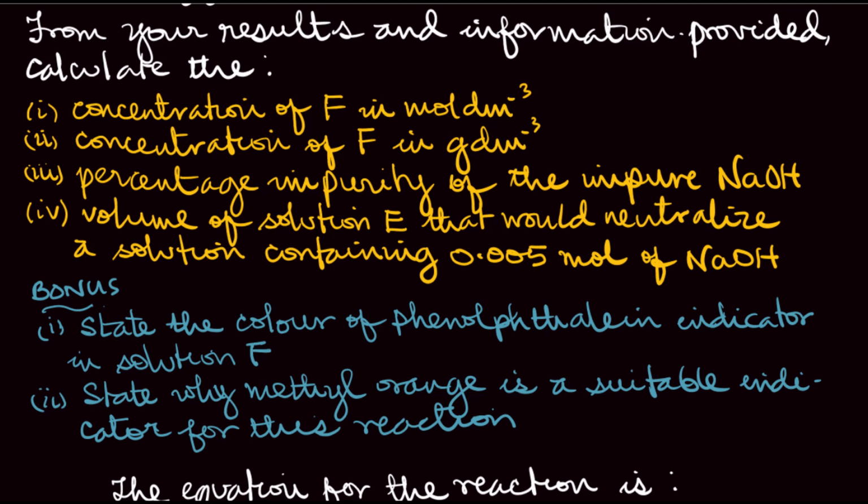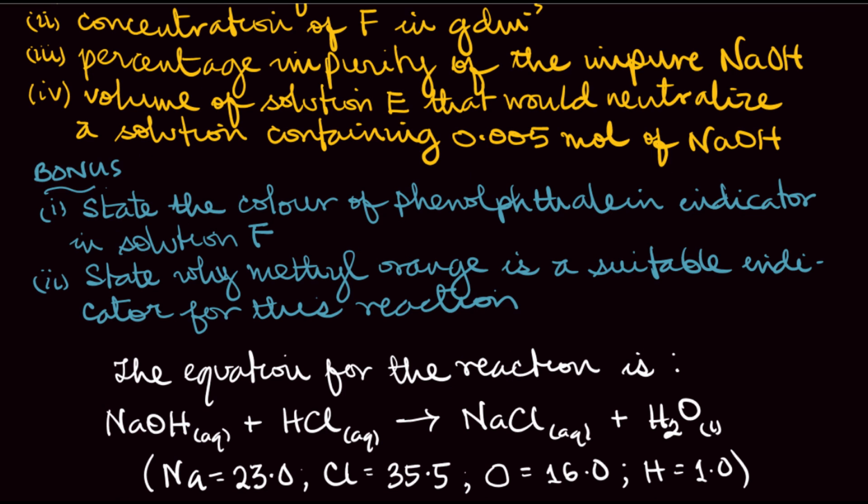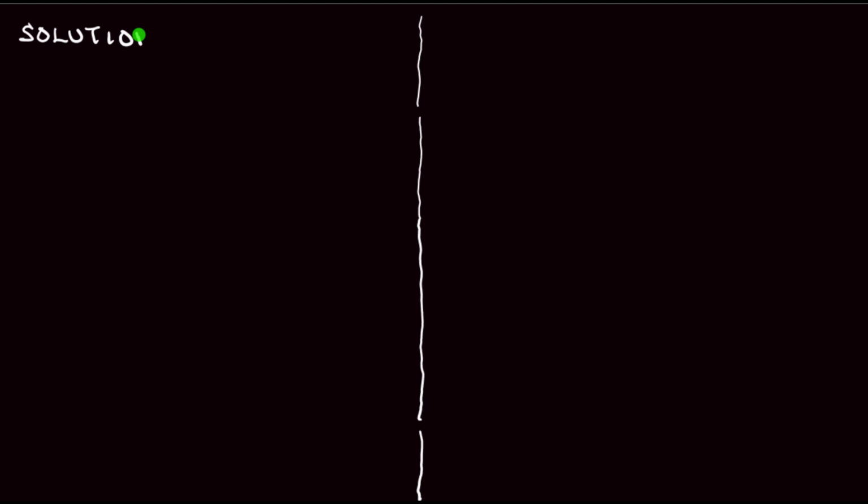I also added 2 more questions that they might ask. There's no harm in knowing this, right? You're told to state the color of the indicator in solution F. Solution F is the base, right? Then state why methyl orange is a suitable indicator for this reaction. And of course, we have the equation of reaction as shown on the screen. Then what are we given? Always write out what you are given so that it guides you in solving the question. From question 2, we are given the concentration of E in moles per dm cube.